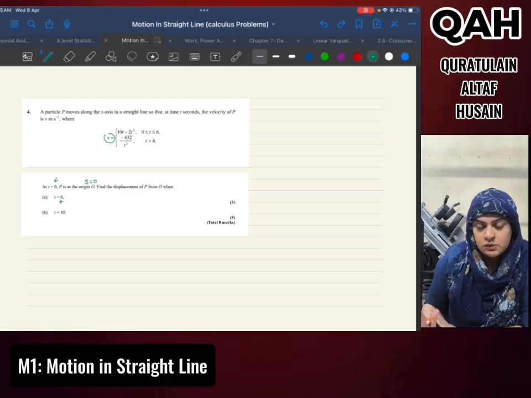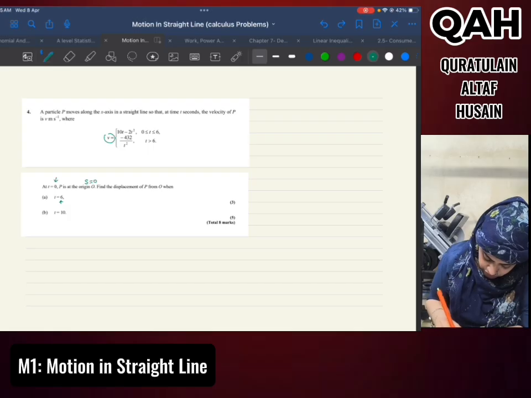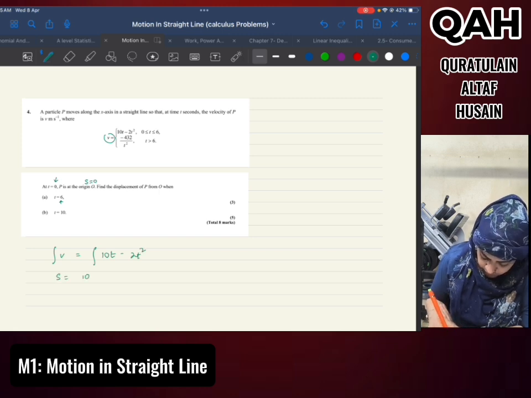From velocity, when we want to go to displacement, we are going to integrate. So the integral of velocity is equal to the integral of 10t minus 2t squared. Displacement is equal to 10t squared upon 2.